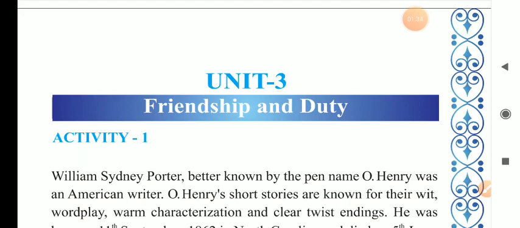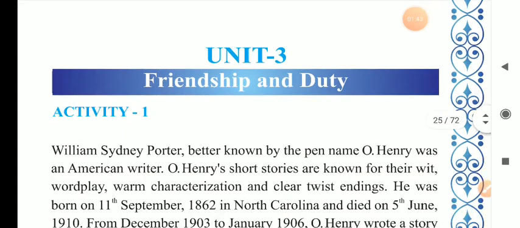You see here in this unit, the writer has given us a fantastic idea about the friendship and about the duty. Which one is superior? If it is asked to you, you cannot reply. But he has replied here with the end of this story.